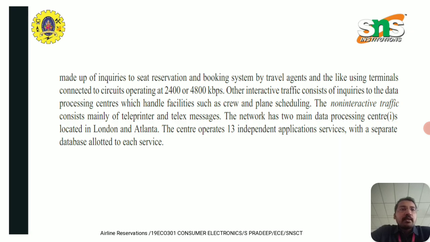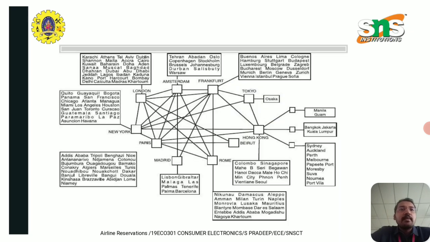The network has two main data processing centers located in London and Atlanta. The centers operate 13 independent application services with a separate database allotted to each service. The figure shows the SITA network.